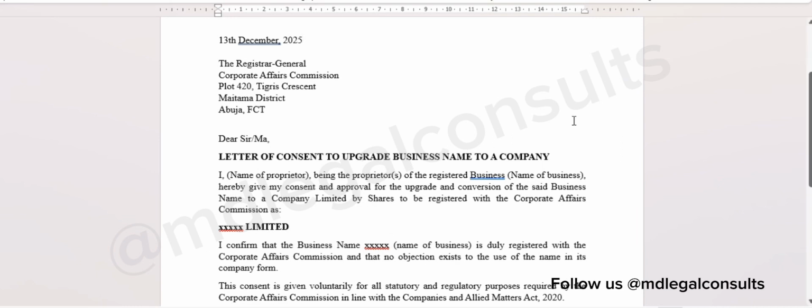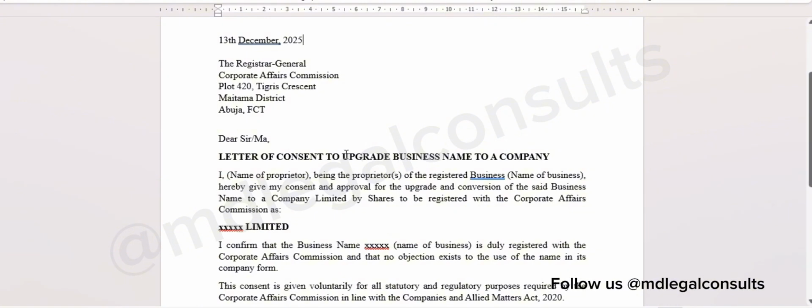So if the business is ABC Services, put ABC Services. It is not yet a limited company. It is not yet a company. It is still a business. So you will address it as such for the purpose of this letter.